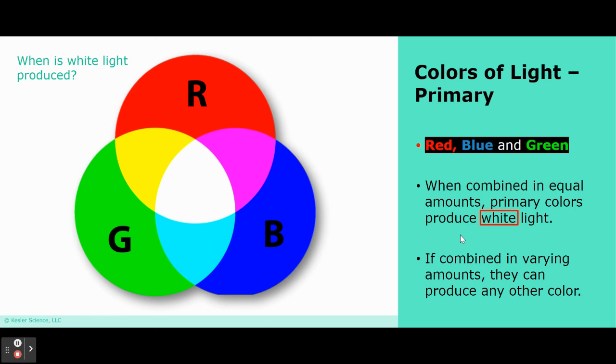All right, I've kind of already touched on this, but when combined in equal amounts, primary colors, which are red, blue, and green, produce white light. So when you mix all these colors together, they produce white.